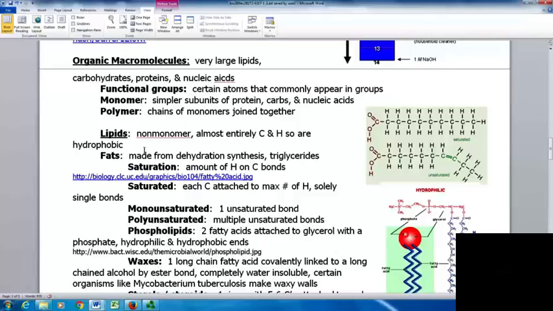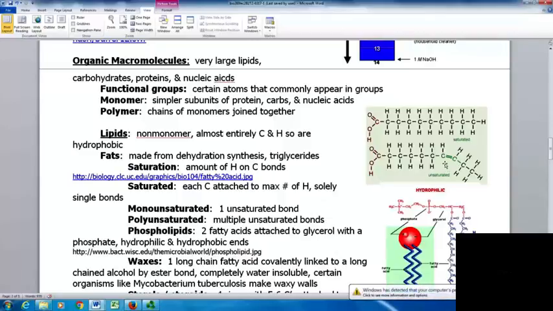With fats, what we're looking at is the amount of saturation, the number of hydrogens on the carbon bonds. Over here to the right, you can see where this one is saturated. Each carbon is attached to the maximum number of hydrogens. It's not sharing with any neighboring carbon more than once. When you have monounsaturated, you have one unsaturated bond. Polyunsaturated is multiple unsaturated bonds.